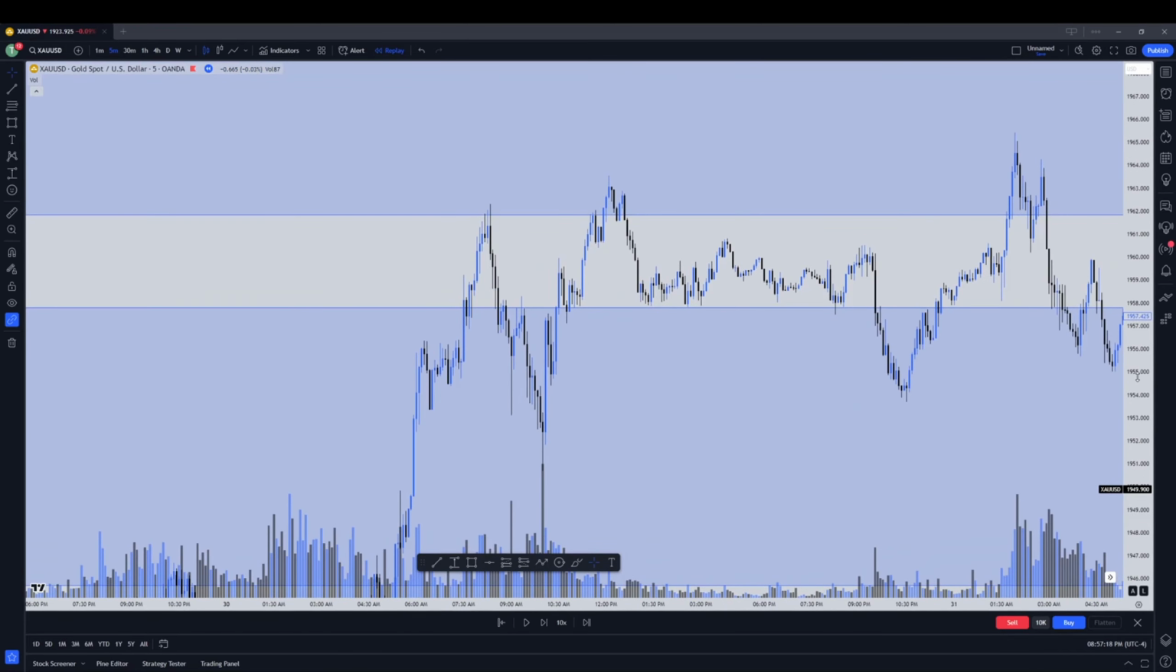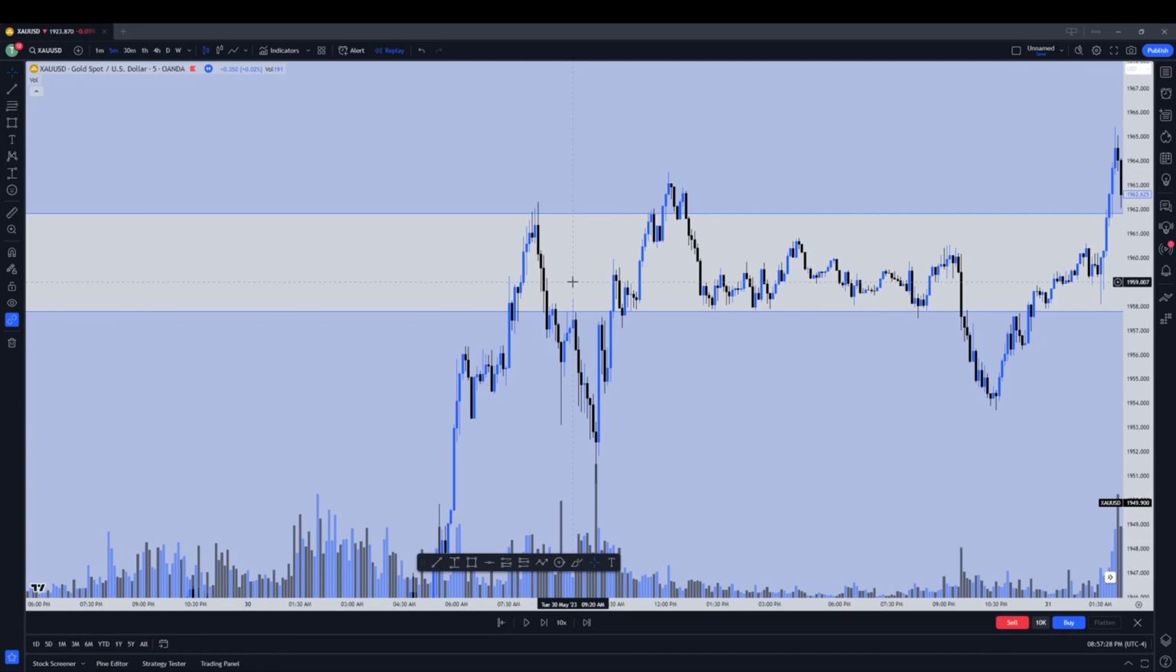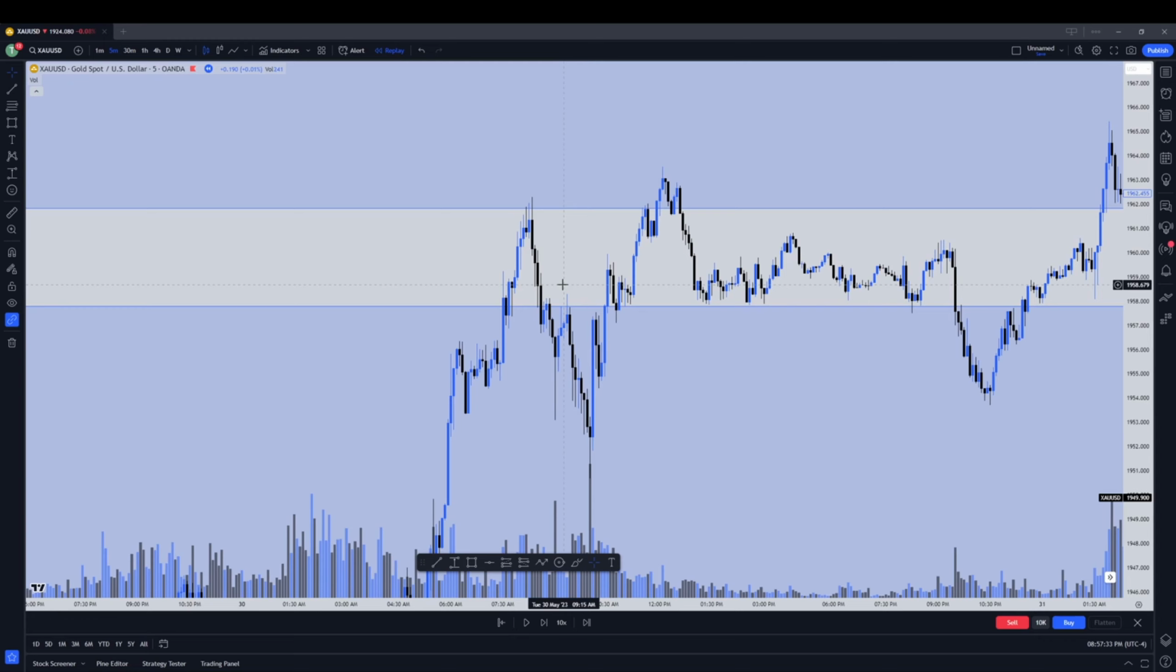Now, how can you identify valid and invalid fair value gaps? Well, first of all, you want to have fair value gaps on a solid time frame. 1 minute fair value gaps, most of them are very invalid. I don't play them. I only look for fair value gaps on the 5-minute time frame. 5-minute has worked best for me for fair value gaps. Again, you want to focus on time frames.